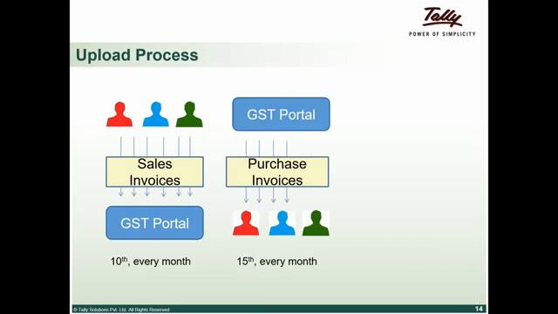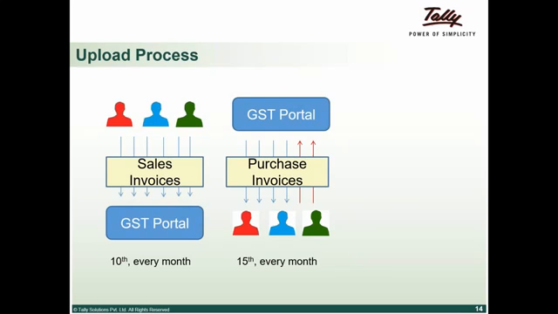Now from 11th onwards, the sales details that have been furnished in GSTR-1 will automatically get auto-populated in GSTR-2. What is GSTR-2? It is the purchase detail or the inward supply detail. It will get automatically auto-populated. So whatever the selling dealer has furnished, it will get auto-populated.